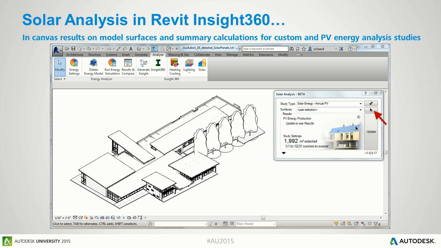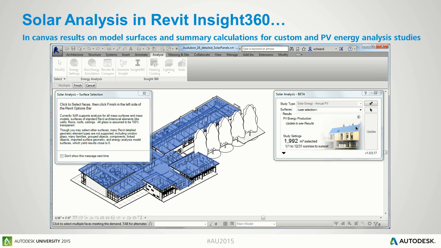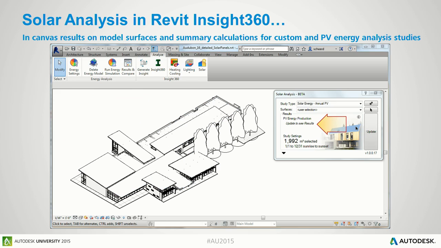You can see we've selected about 1,900 square meters of roof area, or you can select your own surfaces. And this is something that always confuses people: when you're in the multiple surface selection mode, you have to click Finish to be done. So don't forget that.